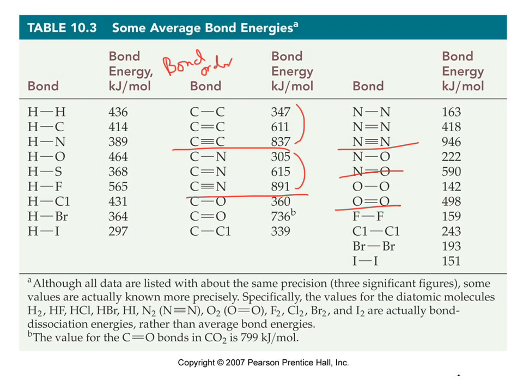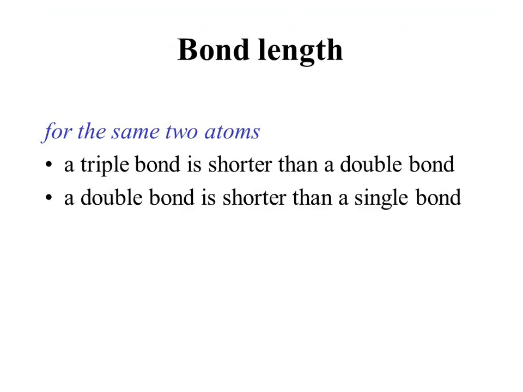Bond order 1 is equal to single, 2 is equal to double, 3 is equal to triple. So the bond order in this middle segment is 1, 2, and 3. That's all that means. If you draw your Lewis structure, you've got bond order. What does it mean? It means single, double, or triple between the atoms.